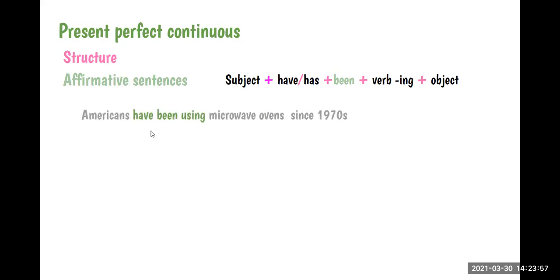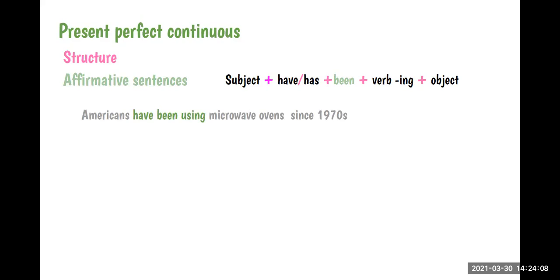Any ideas? Subject plus have or has plus been plus the verb in ing and the complement. Yes, exactly right. We need the subject, have or has, been, and a verb with the ing form, right? So don't forget been, always been when you are using the present perfect continuous. And then after been, a verb with the ing form, right? Here we have an example. Americans have been using microwave ovens since the 1970s.